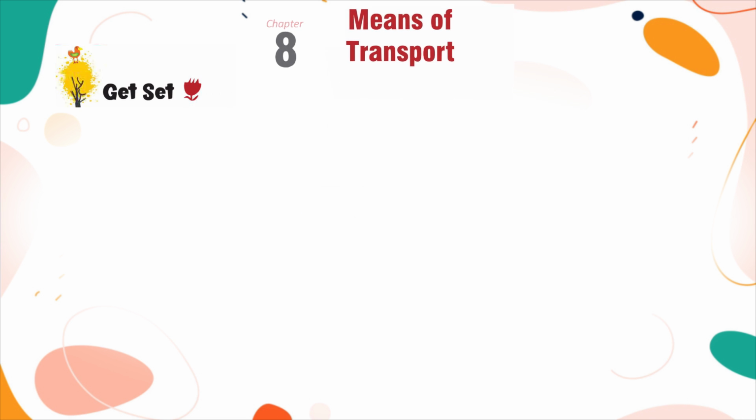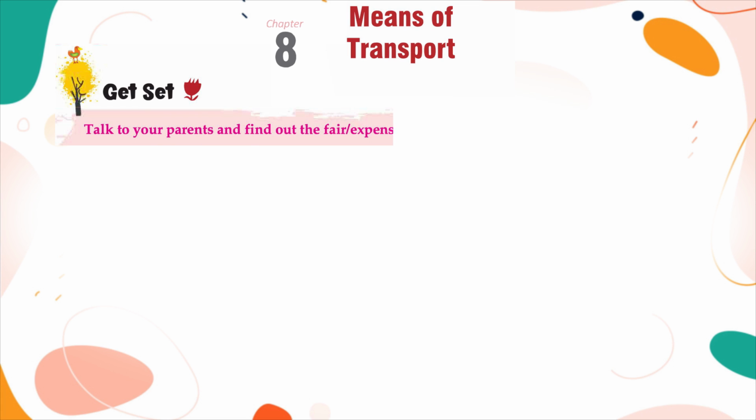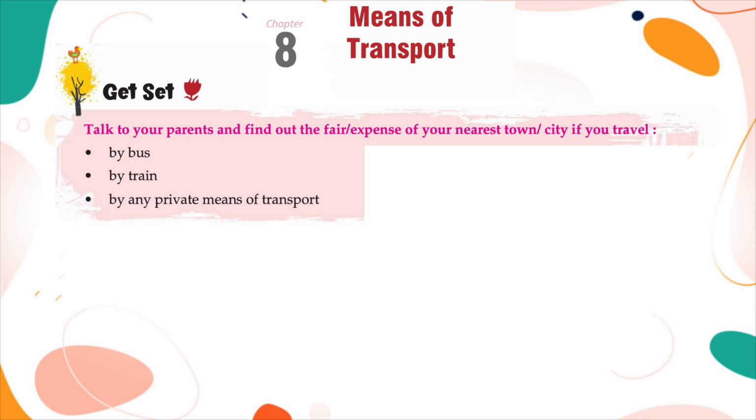Chapter 8: Means of Transport. Get set. Talk to your parents and find out the fare or expense of your nearest town or city if you travel by bus, by train, by any private means of transport.